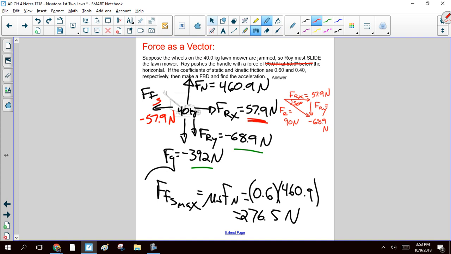All right, now, again, technically speaking, if this was the AP test, your free body diagram would have your normal force, your static friction, your gravity, and the force of Roy instead of the components. But for problem solving, you really got to think in terms of components. So what we just discovered is that the lawnmower does not move.